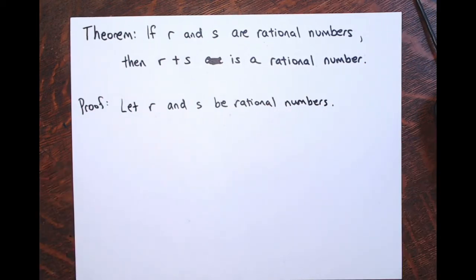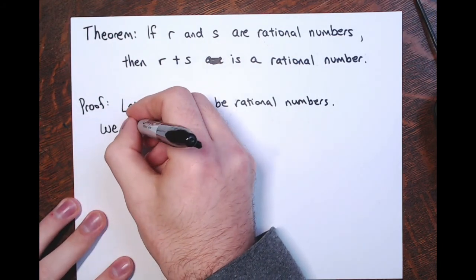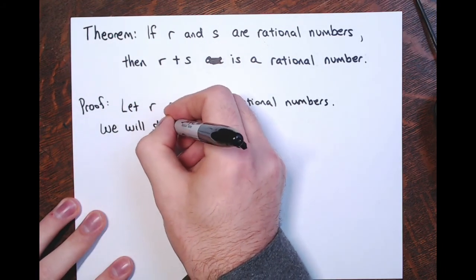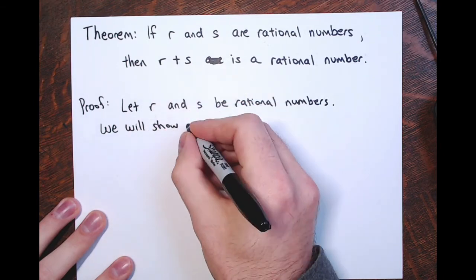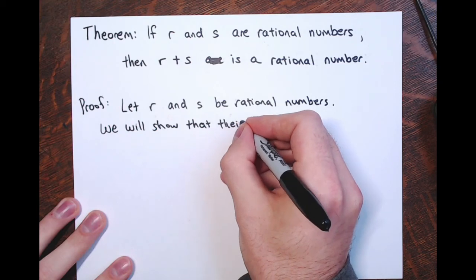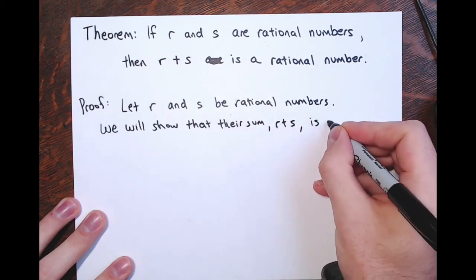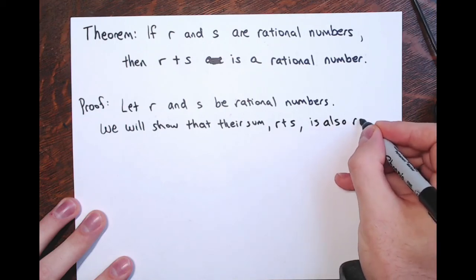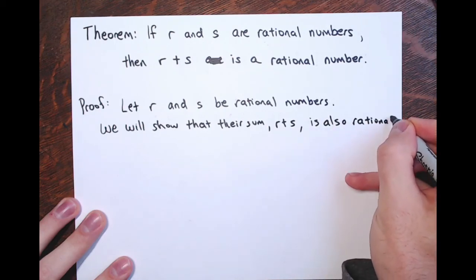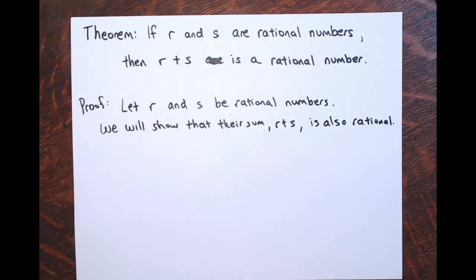And then again, you don't have to do this, but I like to tell the reader where you're going. All right, we will show the conclusion. We will show that R plus S, their sum, is also rational. Again, that's not the end of the proof. It's just telling the reader where you're going.